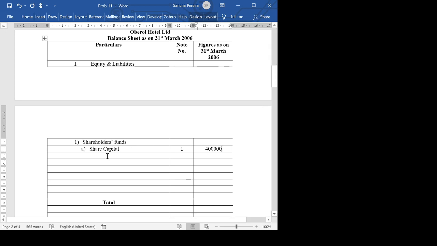The next thing that we have is reserves and surplus. We don't know the final figure yet, but I will just write it and keep reserves and surplus, which is note number 2. I don't know it yet.